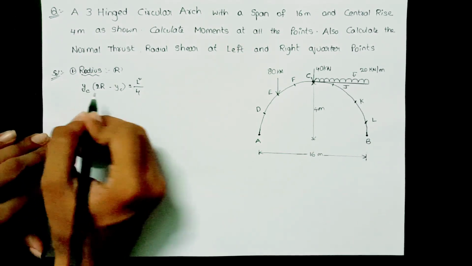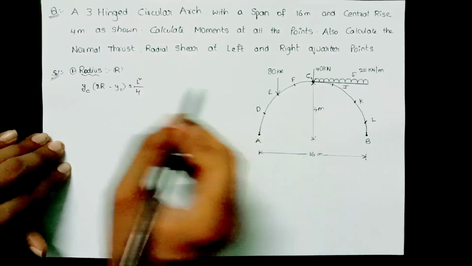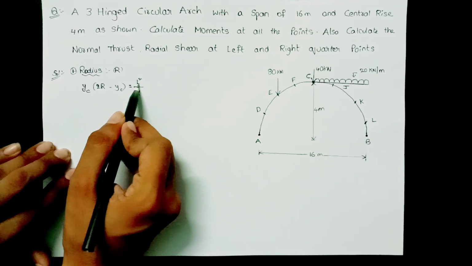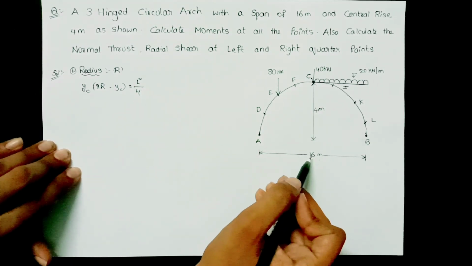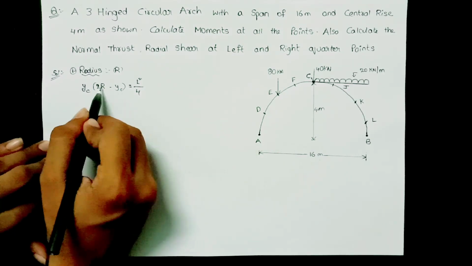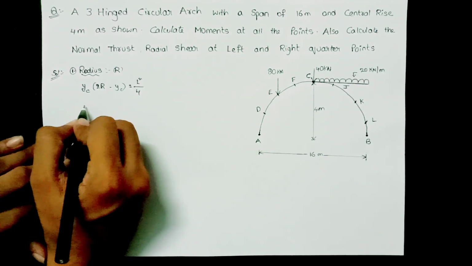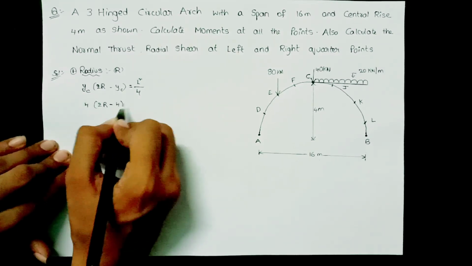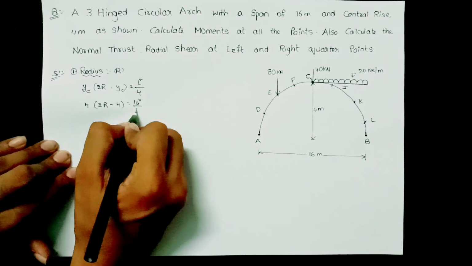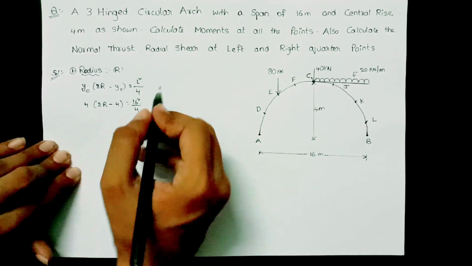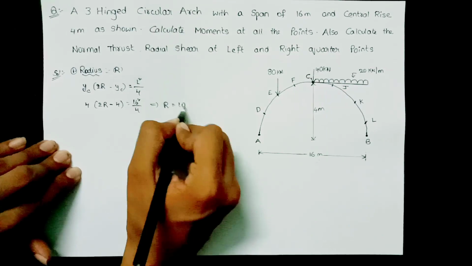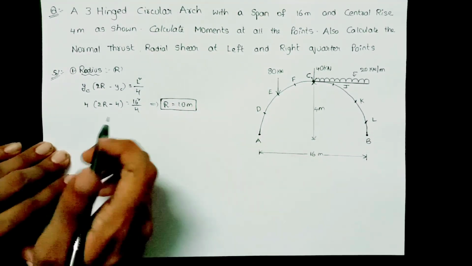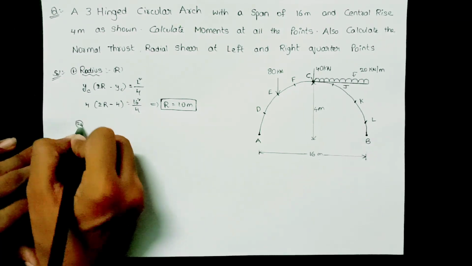Now yc is the central rise, 4 meters, r is the radius of the arch which we need to calculate, and L is the span, 16 meters. All the values are known, so we can find r. So yc is 4 meters, 2 into r unknown minus yc which is 4 meters, and L square means 16 square by 4. On solving this you will get the radius of the arch as 10 meters. So the radius of the given arch is 10 meters.